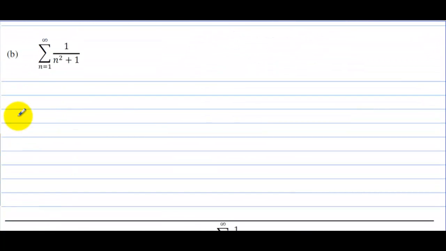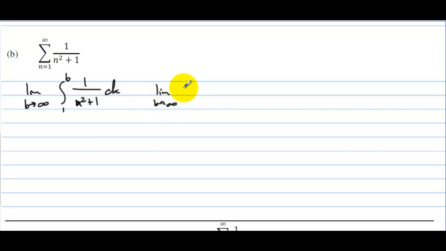Let's look at b. We have the limit as b approaches infinity of the integral from 1 to b of 1 over n squared plus 1. Actually, if we're going to go f of x, then that's 1 over x squared plus 1 dx. And that's the limit as b approaches infinity of inverse tangent of x from 1 to b. We have the limit as b approaches infinity of inverse tangent of b minus inverse tangent of 1.